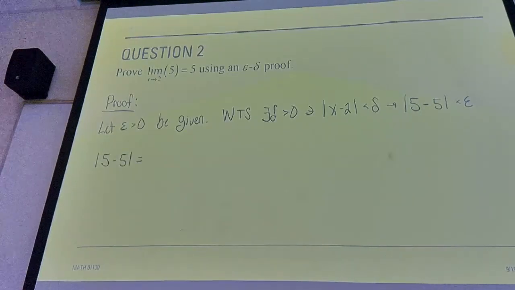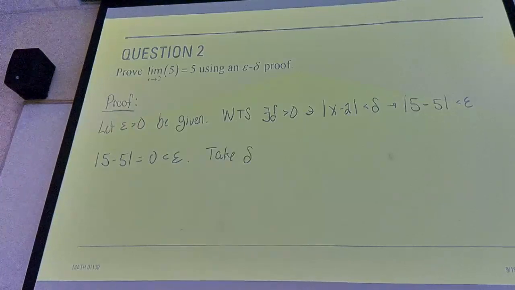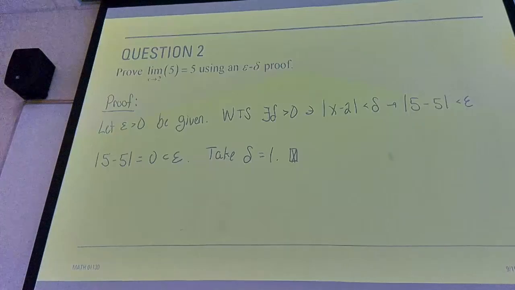It's not absolute value. What do we know about epsilon? We're essentially done. Delta can be whatever you want it to be, because 5 minus 5 will always be less than epsilon.